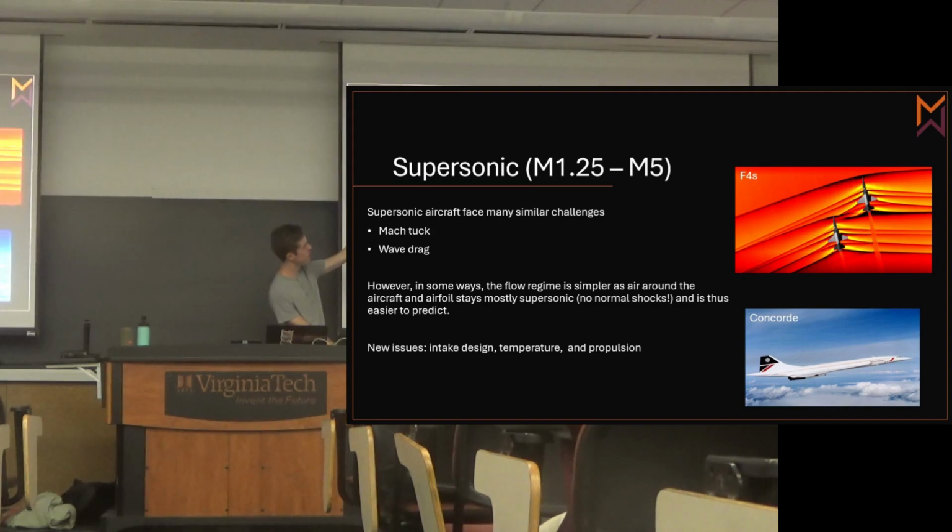So you can see there's bow shocks in the front, and then as they come off the back of the wings, they're still making these expansion shocks as they go back into the flow. So supersonic the whole way through. Same challenges in Mach tuck and wave drag as you're going faster. I'm going to have more drag from my shocks if I didn't design it for the aircraft's body. Although, in some ways, this is simpler because you don't have any normal shocks that start messing with you.